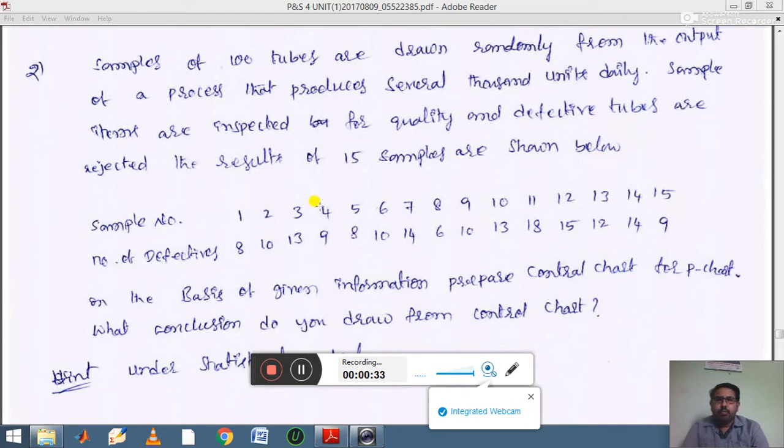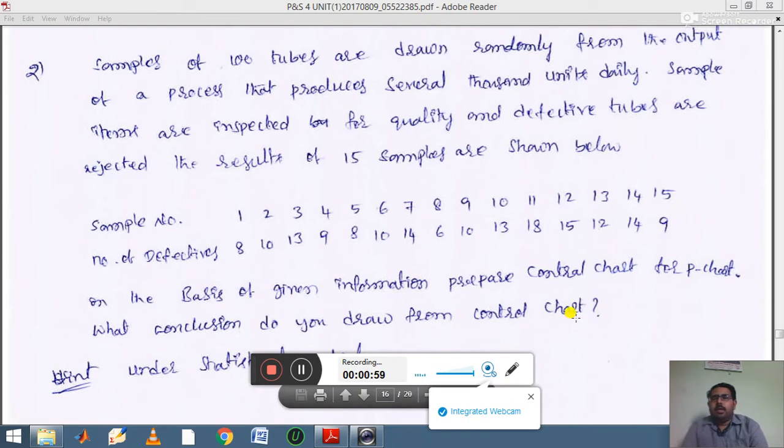Sample numbers 1, 2, and so on up to 15, and number of defectives 8, 10, 13 and so on. Number of defectives means D values, they are given here, and these are the sample numbers. On the basis of given information, prepare the control chart for P chart. What conclusion do you draw from the control chart?